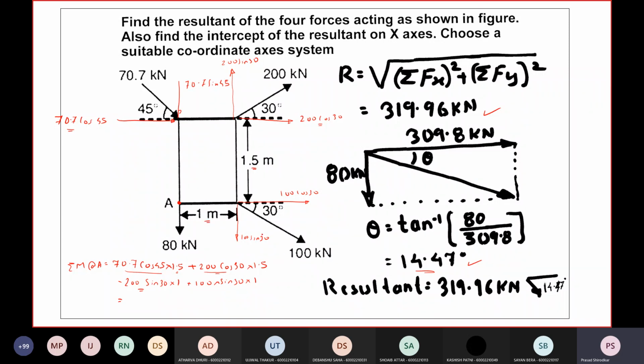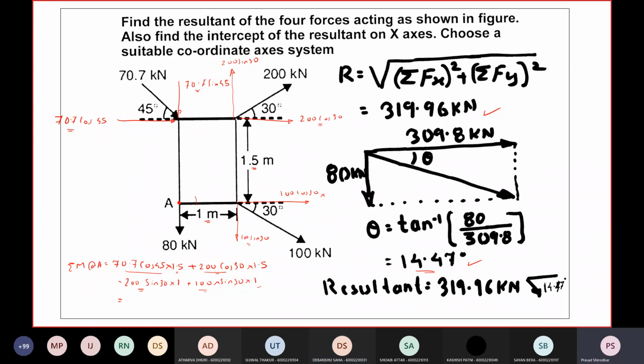Then the last force, 100 cos 30. See, cos 30 is going through point A, so there is no moment due to the cos component. Similarly, no moment due to the sine component over here because it is passing through point A. Only the sine component, 100 sin 30, will have moment about point A, and again it is in clockwise sense. So this is 100 sin 30 into the distance 1. So that is how I get the equation. Is that clear? Okay, sir, got it.